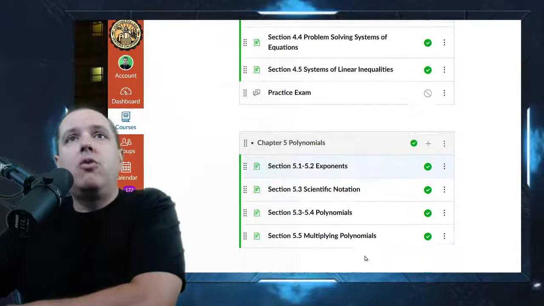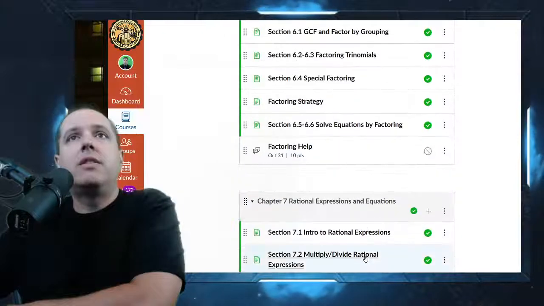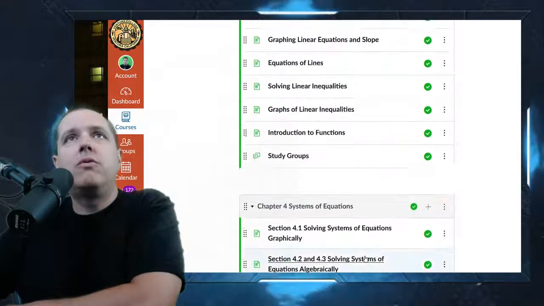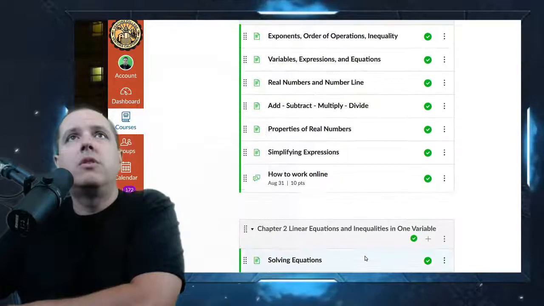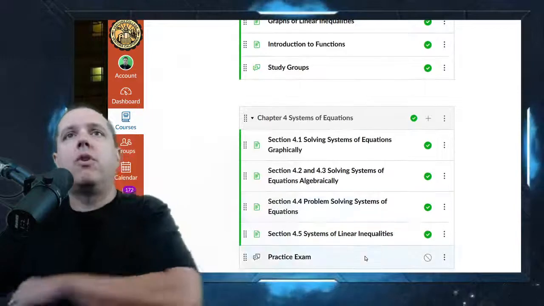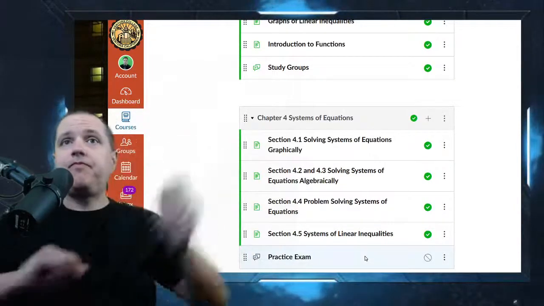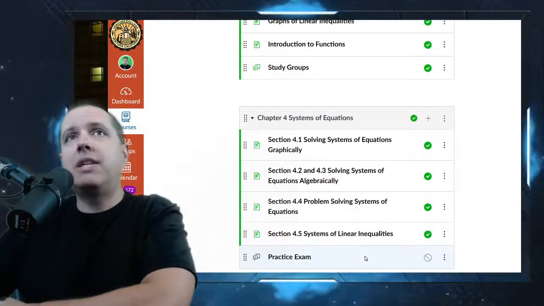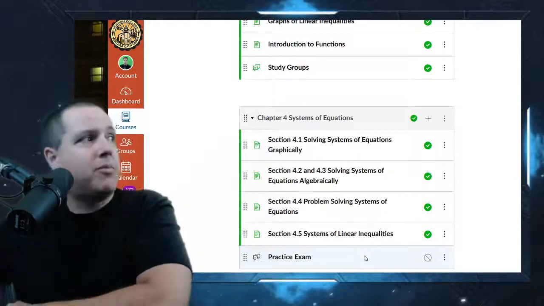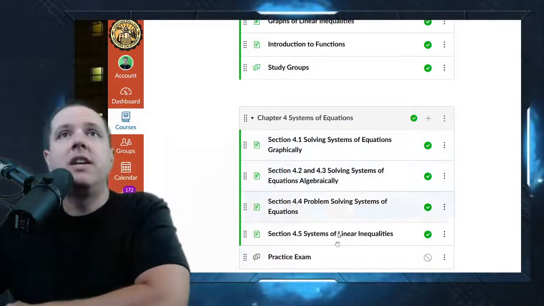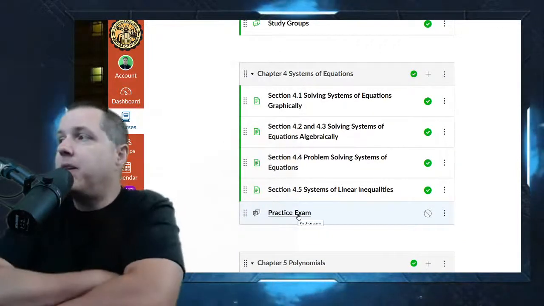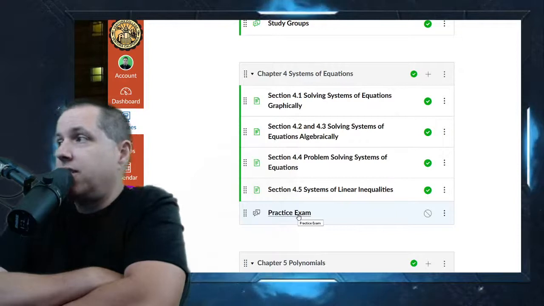We have an upcoming section on systems of equations. So this chapter 4 that's in Canvas, and you can't see this yet because I haven't published it, but see how it says practice exam there? That's when we're going to have the first exam.